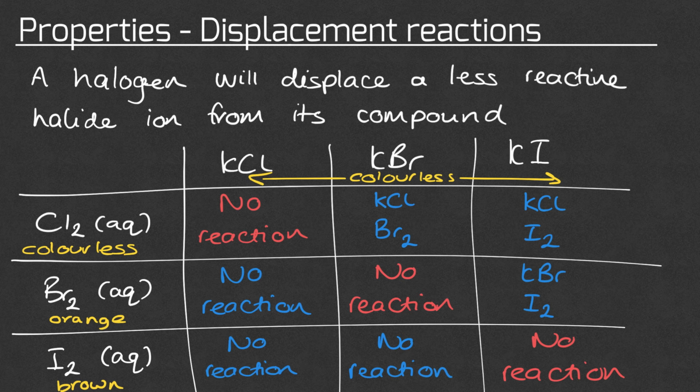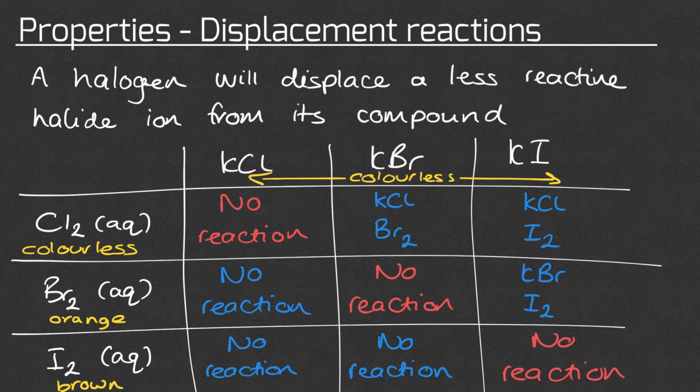Iodine is also less reactive than bromine, so there will be no reaction between the iodine and the potassium bromide. Now we can also use these reactions as a test for different ions. Let's say we wanted to test for either chloride ions, bromide ions, or iodide ions. We could add one of these samples.